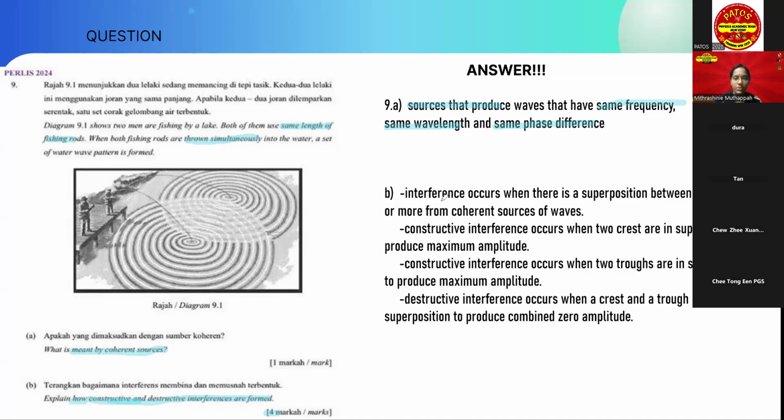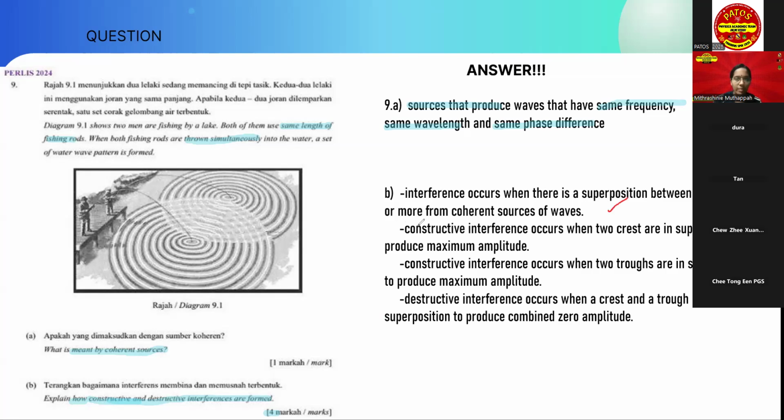So the first point goes for giving the definition for interference. Interference occurs when there's a superposition between two or more waves from a coherent source of waves. Here, we will get 1 mark.